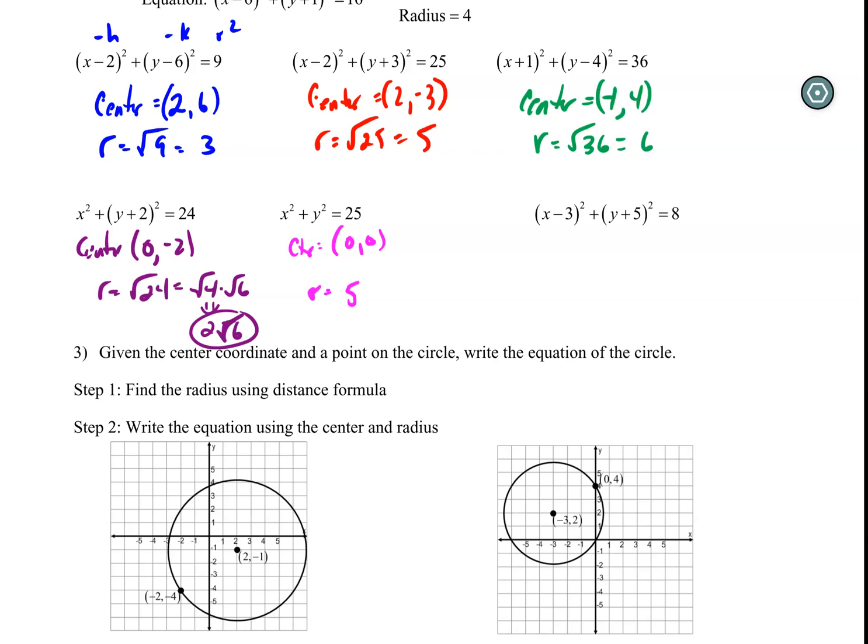And we'll do one more just because. So the center, we've got opposite of negative 3 is 3. Opposite of positive 5 is negative 5. In parentheses, don't forget your parentheses though. It is an ordered pair. Without it, it's wrong. Square root of 8, well, that's the square root of 4 times the square root of 2. Square root of 4 is 2. So 2 rad 2 is my radius. All right.